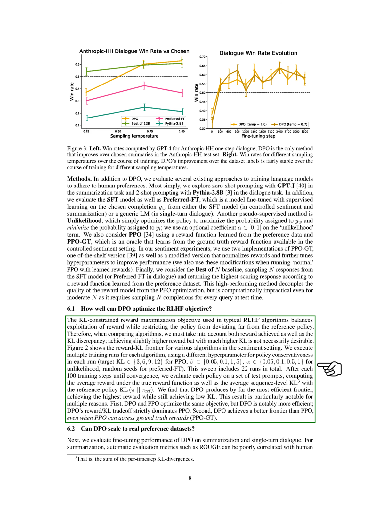After every 100 training steps, we evaluated each policy on a set of test prompts. We calculated the average reward under the true reward function and the average sequence level KL with the reference policy. We found that DPO was the most efficient, achieving the highest reward while maintaining a low KL. This is significant for a few reasons. Firstly, DPO and PPO optimize the same objective, but DPO is more efficient. Secondly, DPO performs better than PPO, even when PPO has access to ground truth rewards. Next, we wanted to see if DPO could scale to real preference datasets.